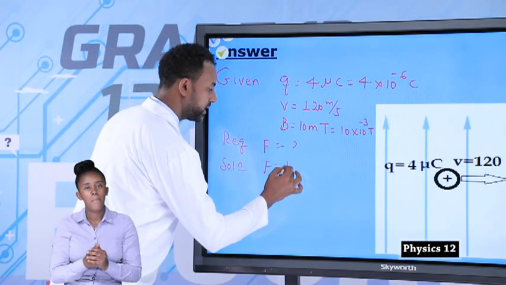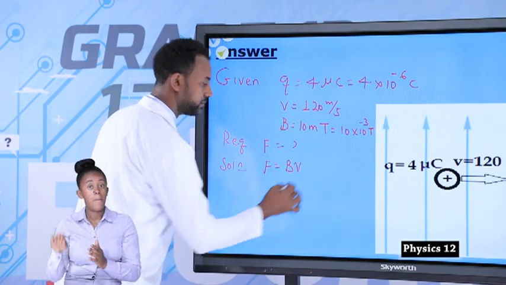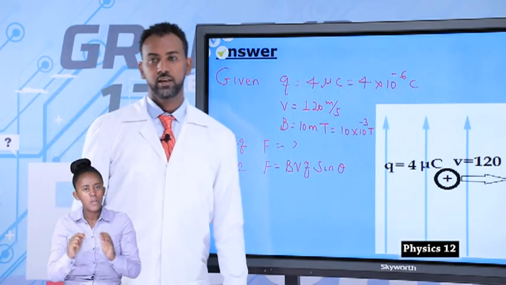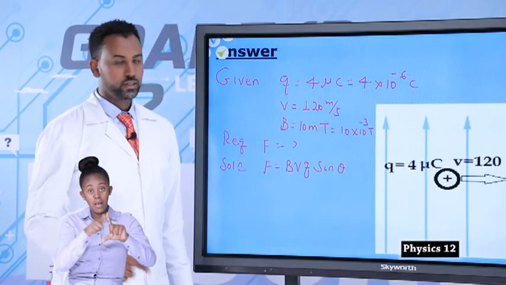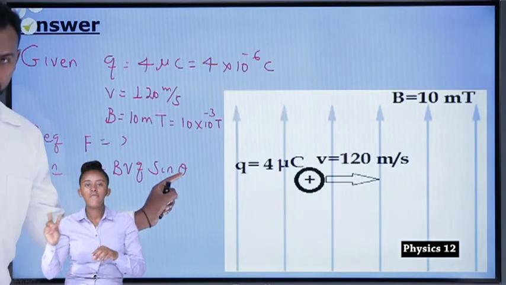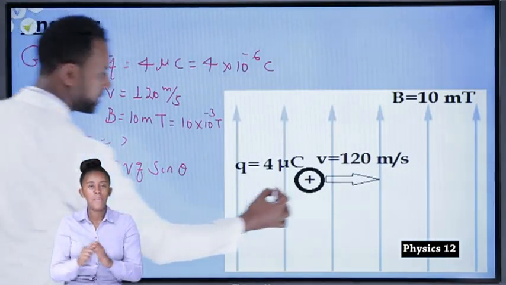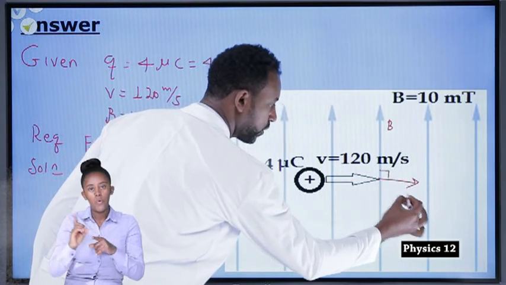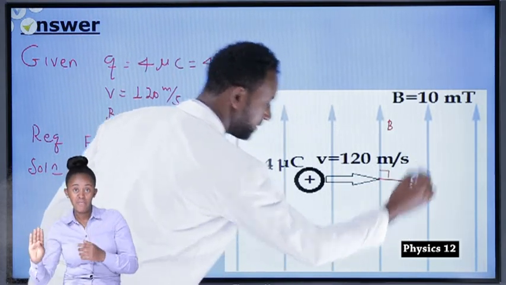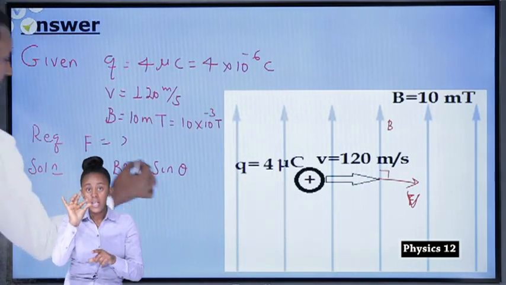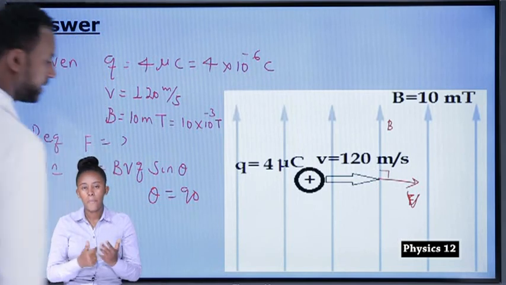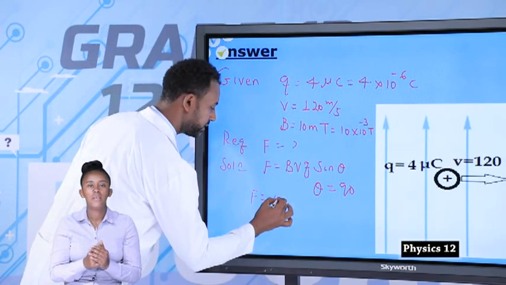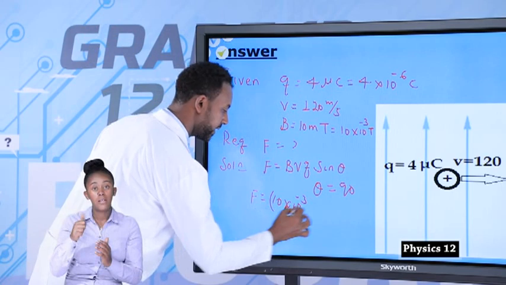So, solution. The force can be given as F equals B V Q sine theta, where in this case theta is the angle between the velocity and the magnetic field. So what is the angle theta? In this case, the angle is 90 degrees, because this is the velocity V and this is the magnetic field B. So the angle between the magnetic field and the velocity V is 90 degrees. So theta is 90 degrees. When we substitute all these variables, F can be given as what? B is already given to be 10 milli, which means 10 to the power of minus 3.